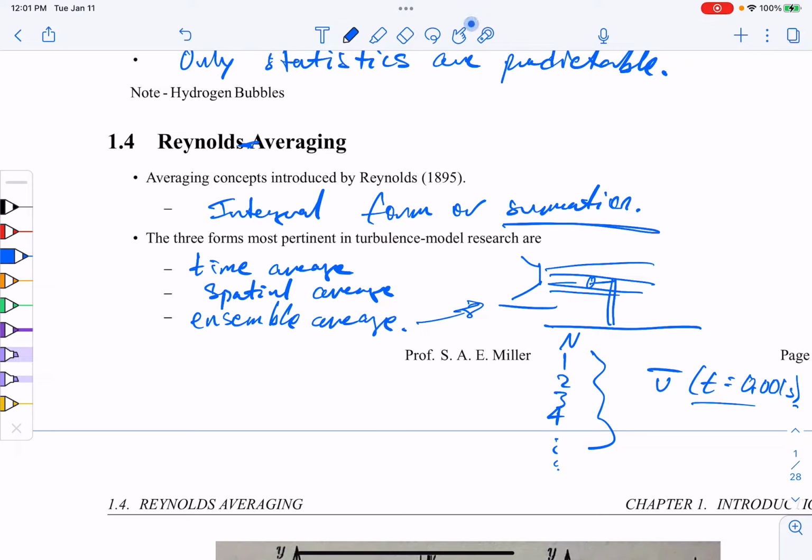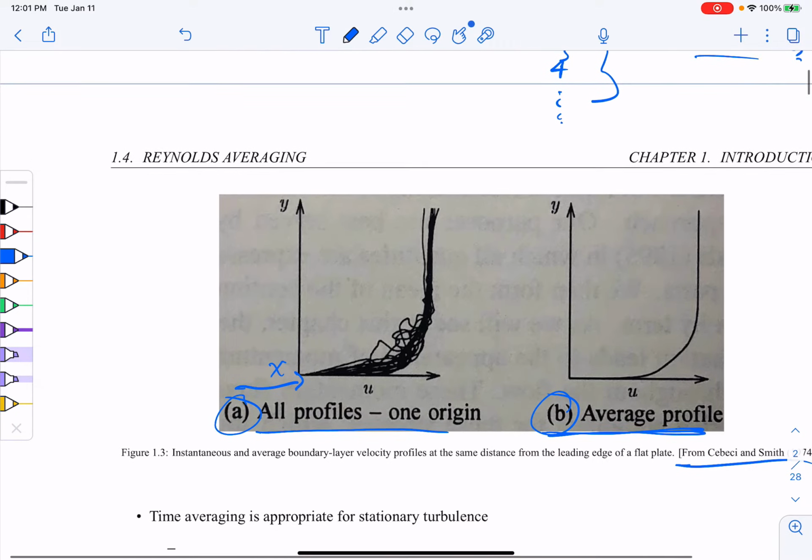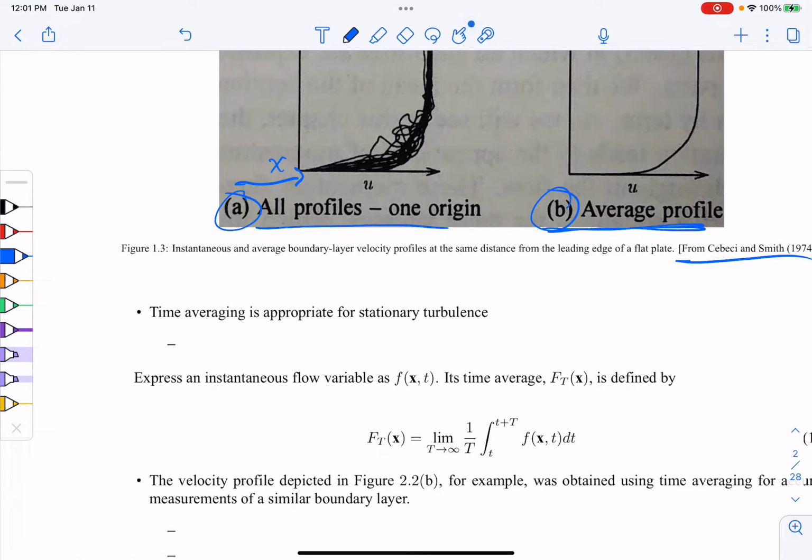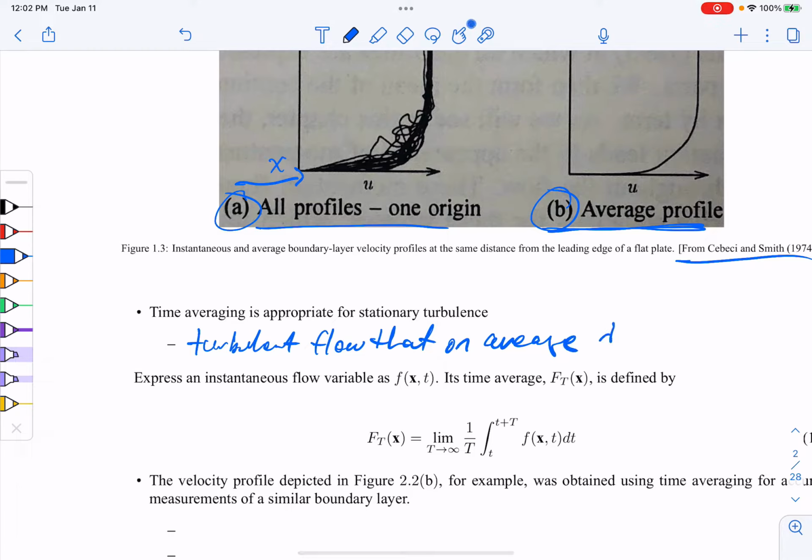It's an ensemble average. If I took the time average over a flow which is accelerating like that, it wouldn't be helpful. So Reynolds averaging actually focuses on the first approach, which is time averaging, which you'll see in a second. And down here, I've noted that time averaging is most appropriate for stationary turbulence. And you might say that it's a turbulent flow that, on average, does not vary with time.